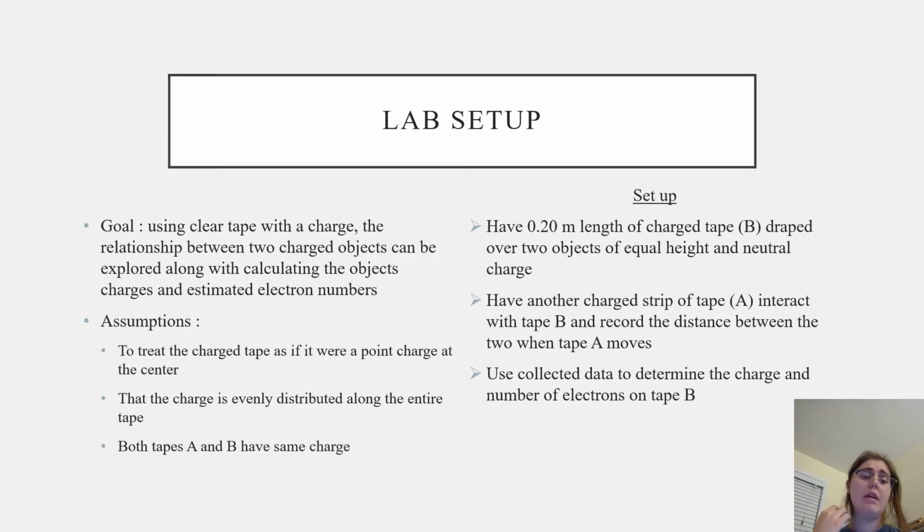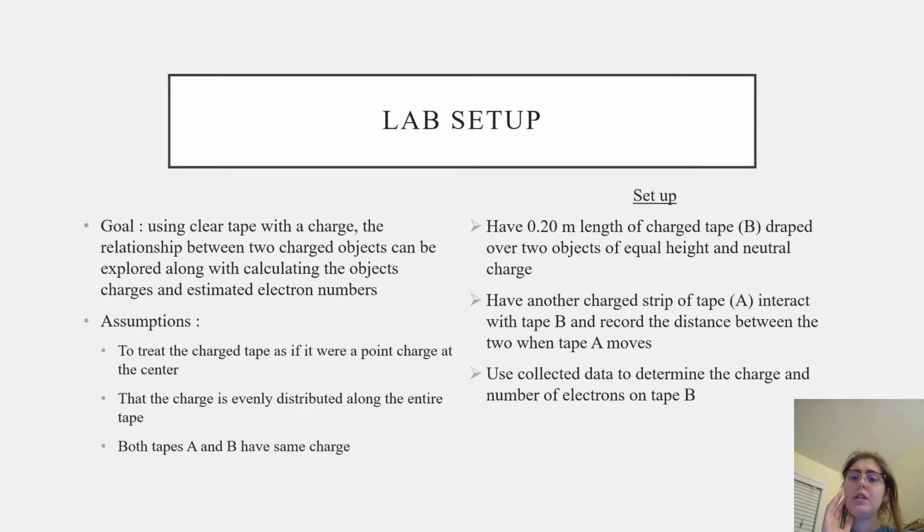Going into this, we're going to have the assumptions that the charged tapes are going to be point charges. There's not going to be electrons all over it. We are going to pretend that there's just one big mass of electrons. We're also going to assume that the charge is evenly distributed along the entire portion of the tape, and that both tapes A and B have the same charge.